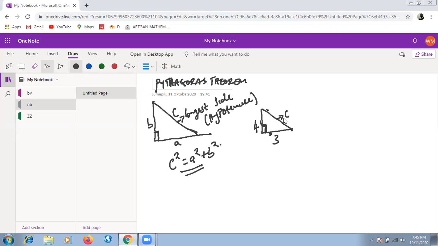So if we are looking for the hypotenuse here, we say C squared would be equal to 4 squared plus 3 squared. Therefore, C squared is equal to 16 plus 9. Therefore, C squared is equal to 25. And therefore, C is going to be equal to the square root of 25. C will be equal to 5.